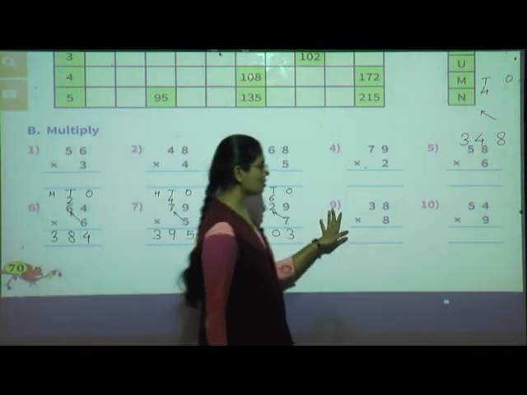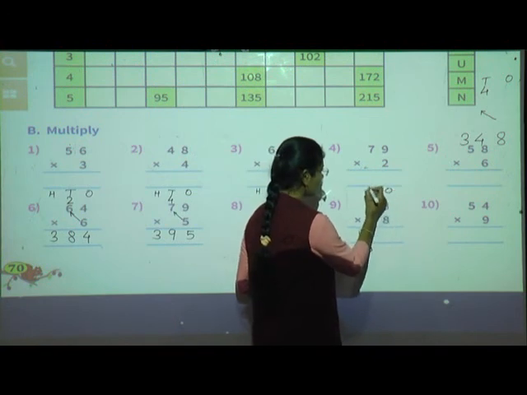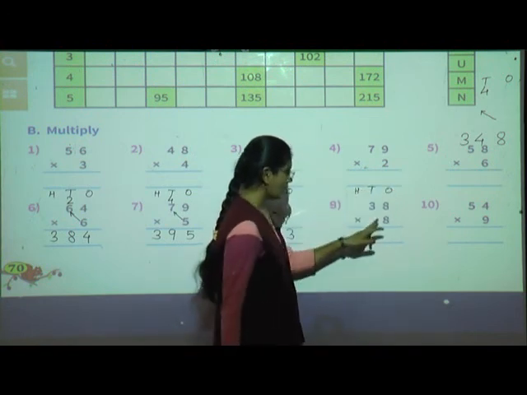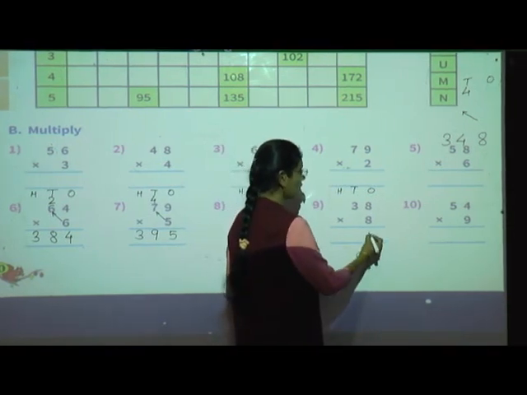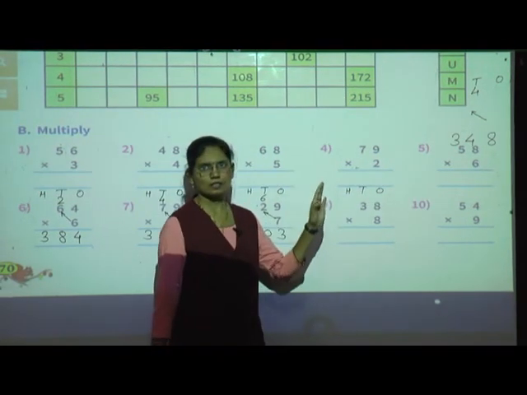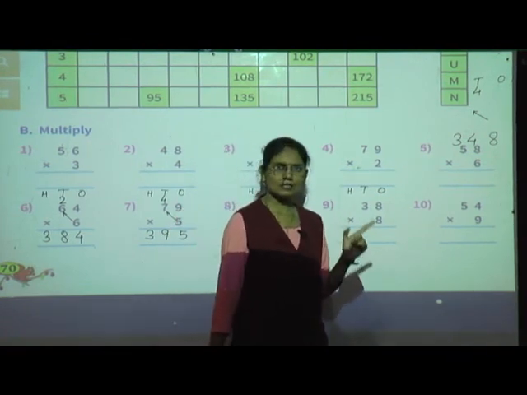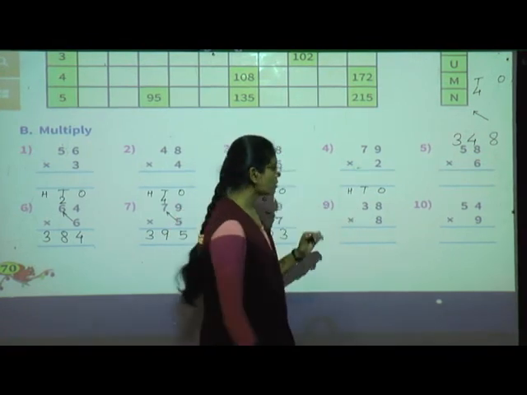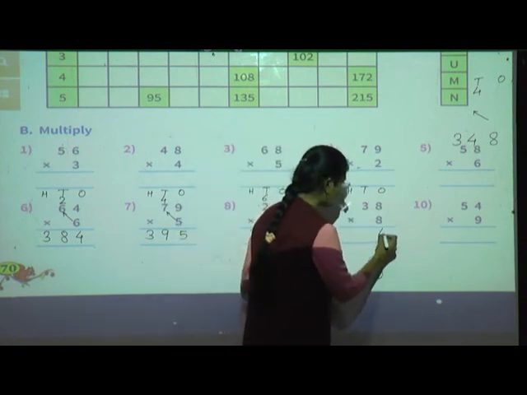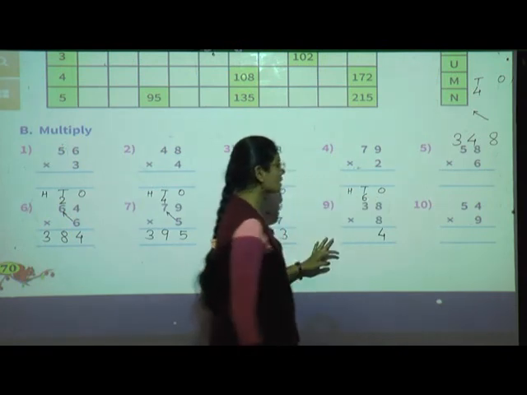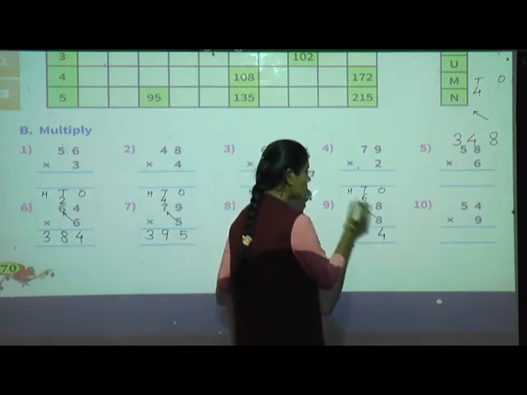See the 9th one also. 38 into 8. Ones, tens and hundreds. 8 eights are 64. Okay. Now 64 ones is equal to 6 tens plus 4 ones. So at ones place what will you write? 4. So write here 4 and we'll give 6 as a carry to the tens place. Okay. Then we'll move to the tens place.